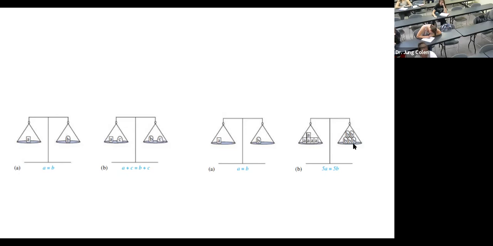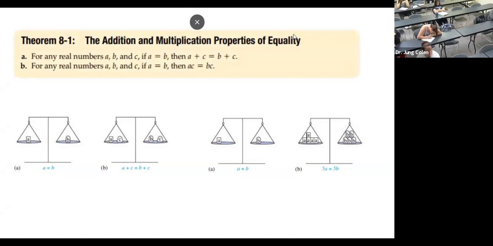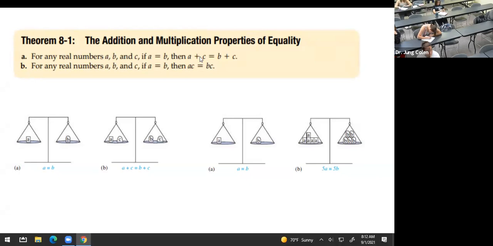And here, what happened to B? I also multiplied that by 5. So if I multiply left-hand side by 5 and right-hand side by 5, they are still equal. So what kind of property do you think this could be? I just did multiplication, right? So it's going to be multiplicative property of equality. Okay? So here are some of the properties about addition and multiplication.